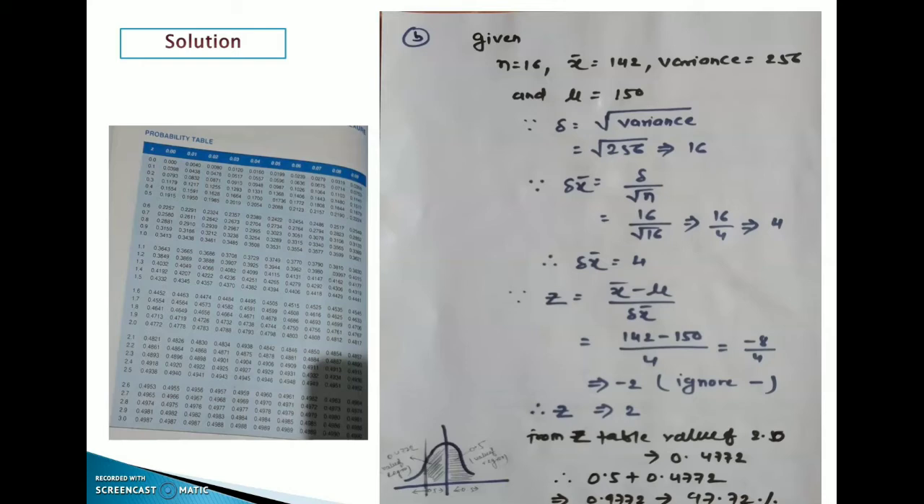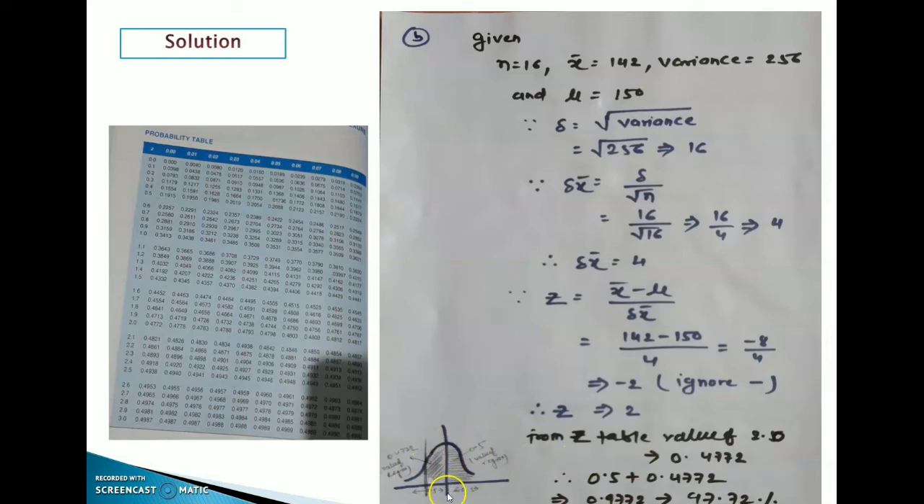Then we get the value minus 8 divided by 4, that is minus 2. We will ignore the minus here, so we get the value of z as 2. Now from the probability table we will get the value for z equal to 2. From the z table we get the value for 2.0, that is 0.4772.